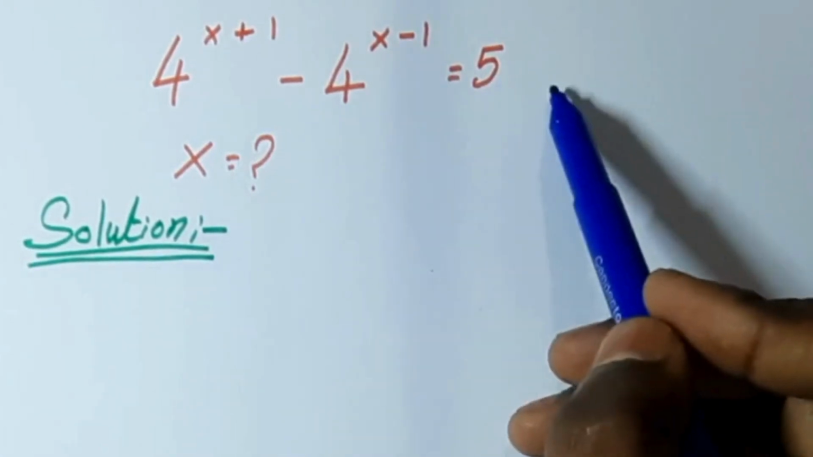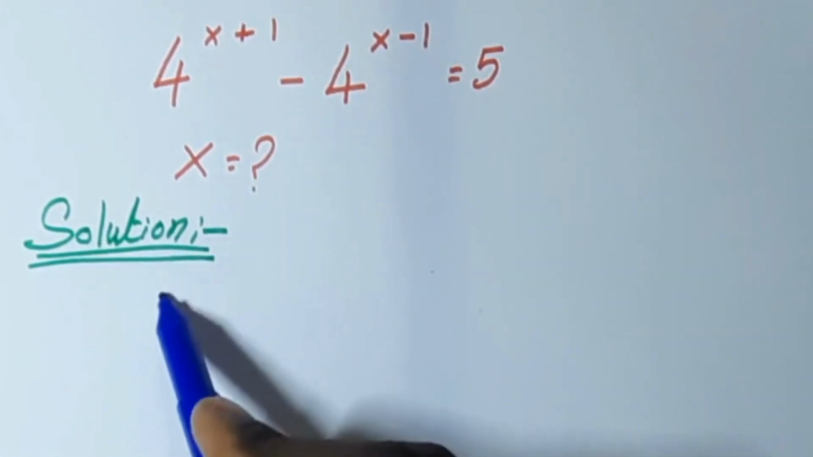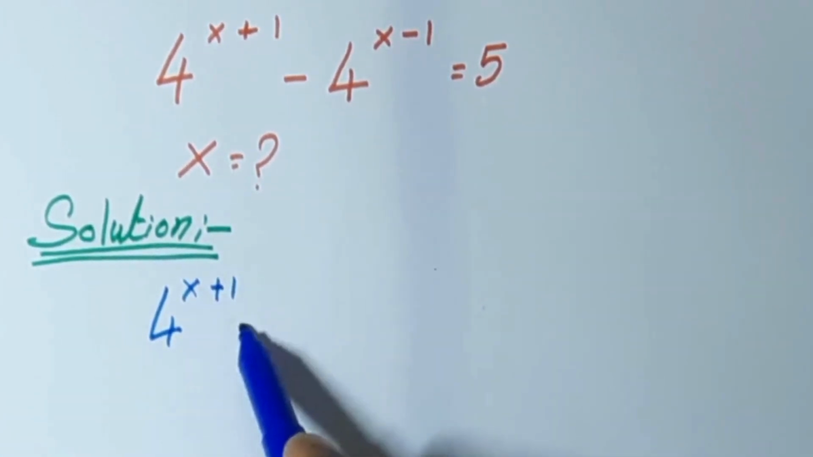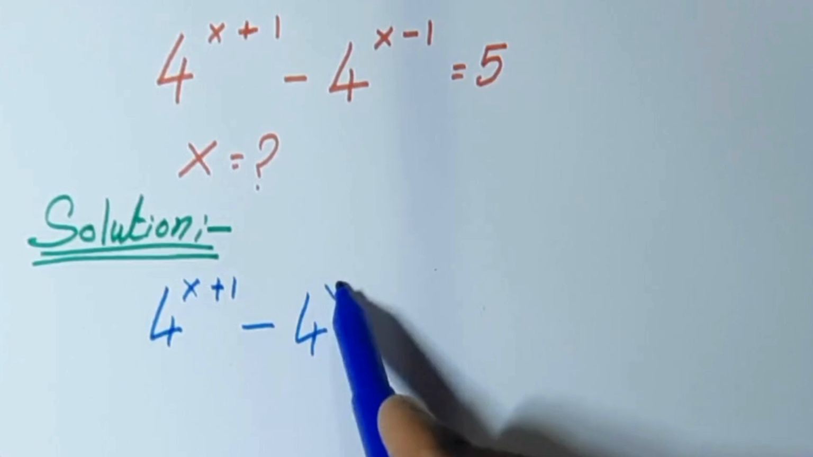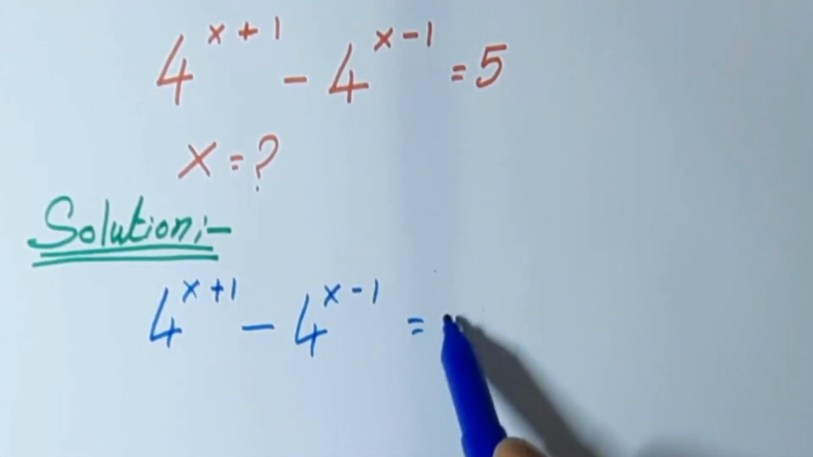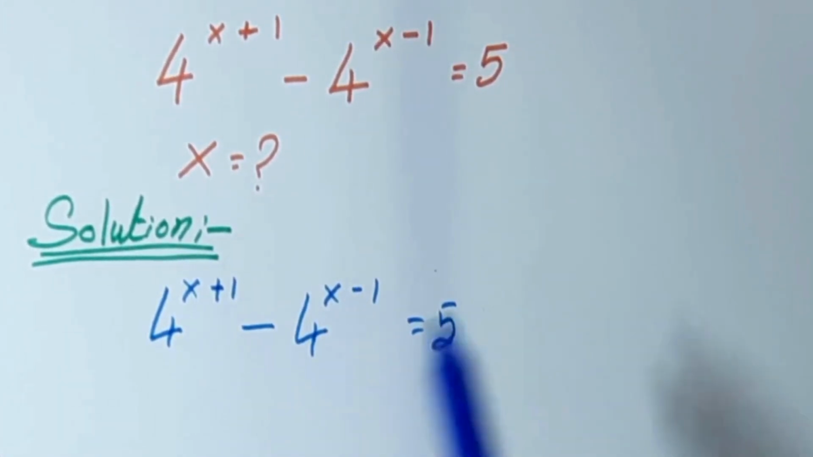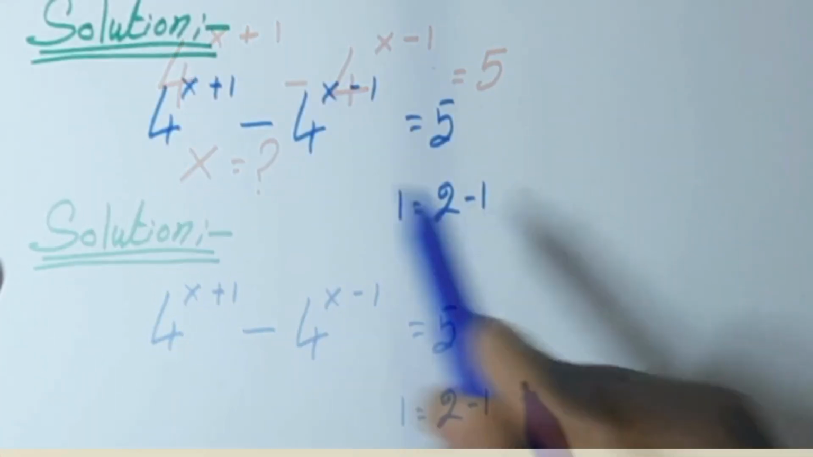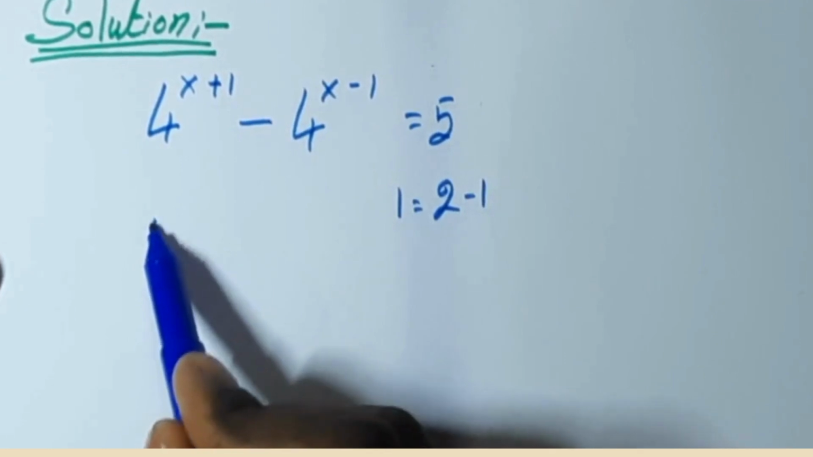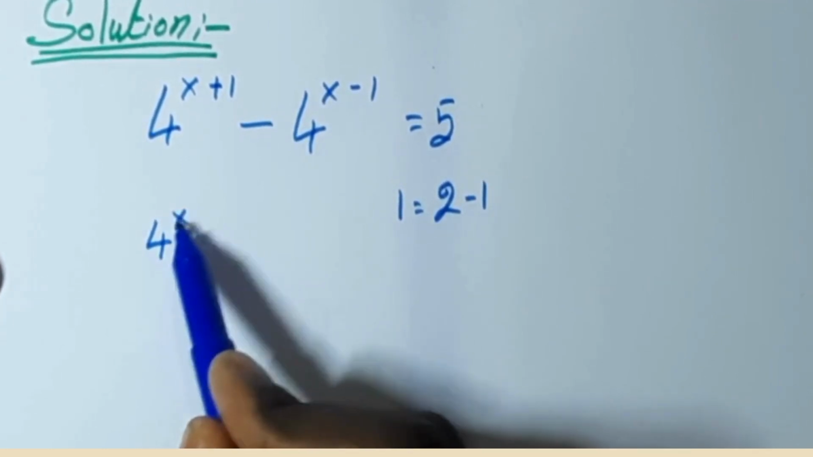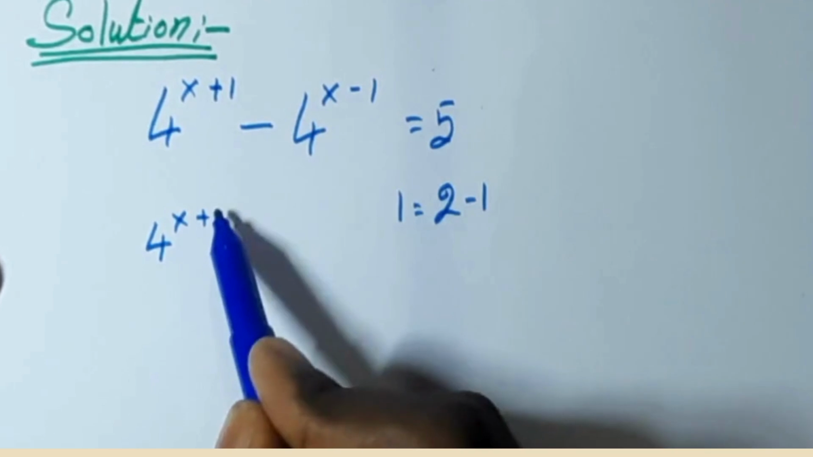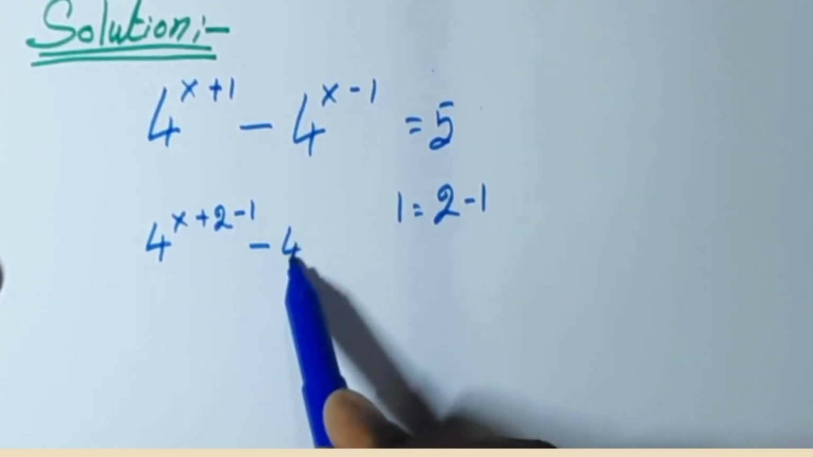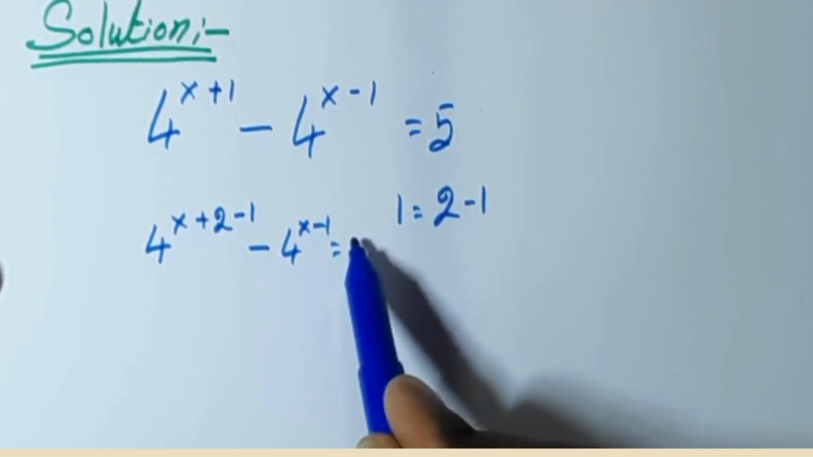Today we are going to solve this equation to find the x value. Solution: 4 to the power of (x+1) minus 4 to the power of (x-1) equal to 5. 1 can be written as 2 minus 1. So we are applying here 4 to the power of x plus 2 minus 1 minus 4 to the power of x minus 1 equal to 5.